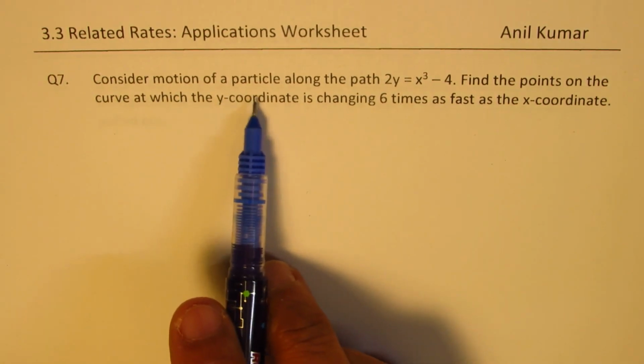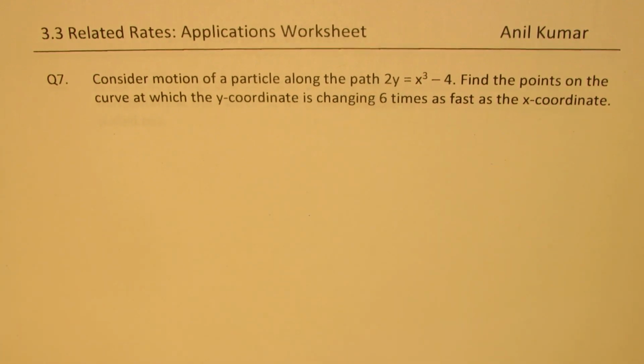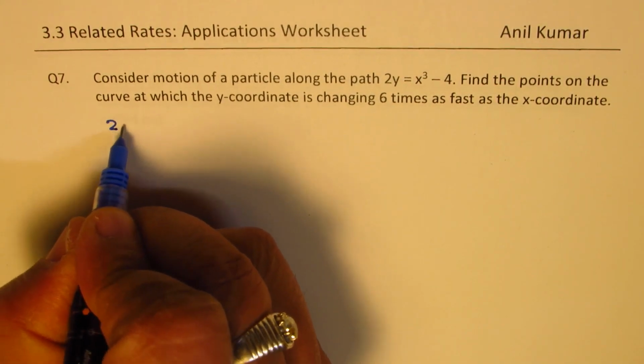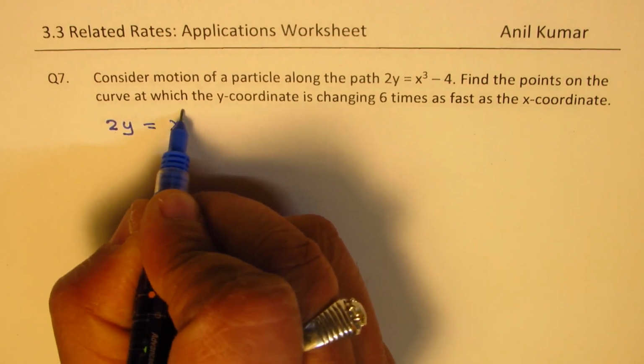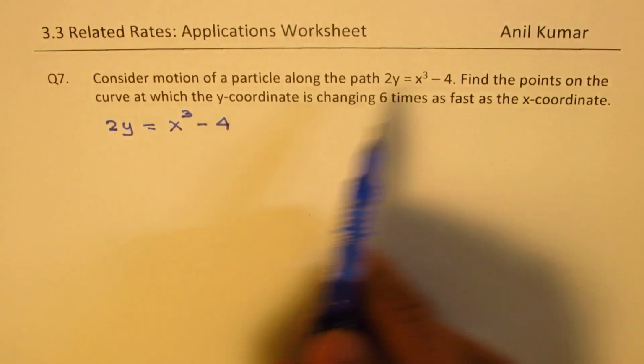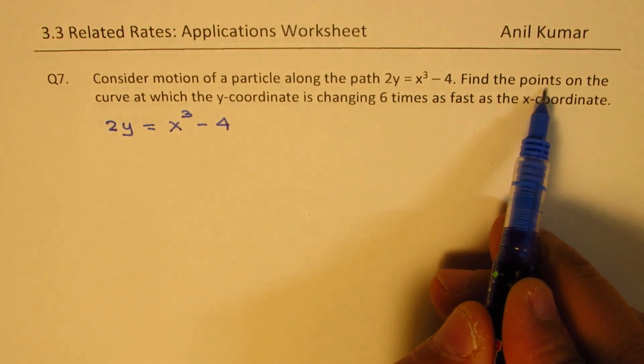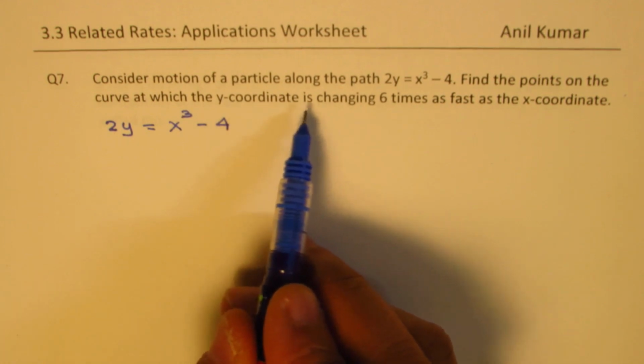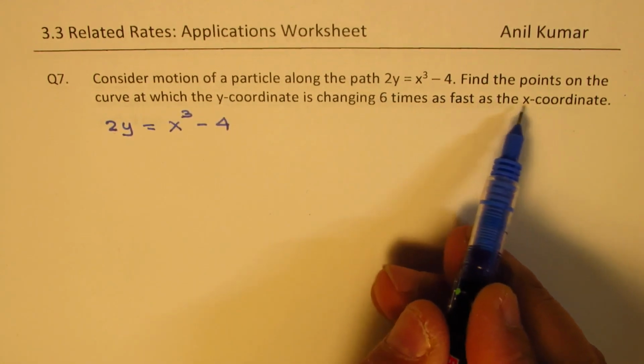Consider motion of a particle along the path 2y equals x cubed minus 4. Find the points on the curve at which the y coordinate is changing 6 times as fast as the x coordinate. You can always pause the video, answer the question, and then look into my suggestions. So let's try to understand. We are given this function, which is 2y equals x cubed minus 4. Now we're saying, find the points on the curve, there could be more than one, at which the y coordinate is changing 6 times as fast as the x coordinate.